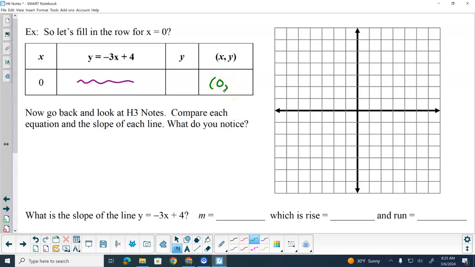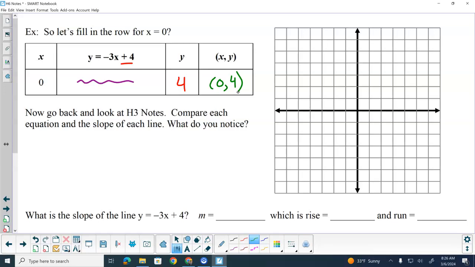Will, what do you got? 4? Do we all agree with 4 there? Yep, because it's this number right there. So that's going to be 4. Fantastic. So, Dylan, where on my graph is the point (0, 4)?